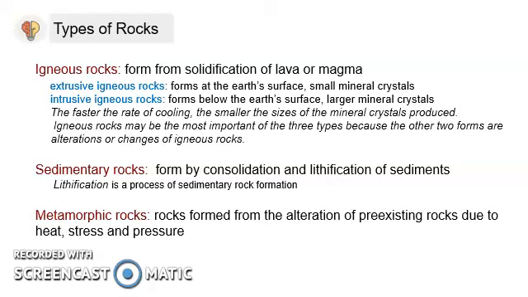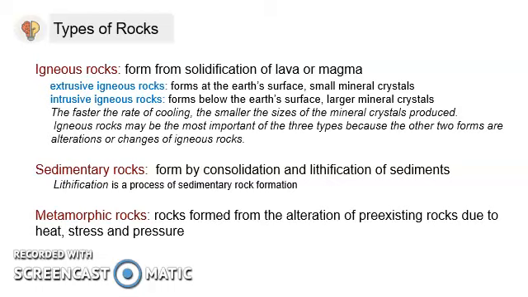Igneous rocks. These are rocks formed from solidification of lava or magma. We have extrusive igneous rocks, which form at the interface or at the Earth's surface. They have small mineral crystals. We have intrusive igneous rocks, which form below the Earth's surface, and they have larger mineral crystals. Take note that the faster the rate of cooling, the smaller the sizes of the mineral crystals produced.